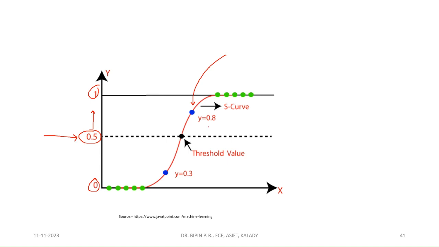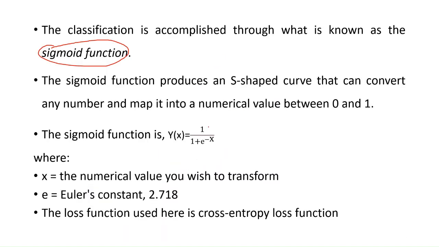Now, assume that the sigmoid function is y equals 1 divided by 1 plus e power minus x, where x is the input. You are giving an input x, and we calculate 1 divided by 1 plus e power minus x. That is the sigmoid function y of x, where e is Euler's constant, 2.718, and x is the input.